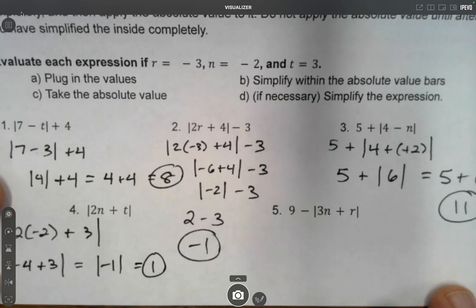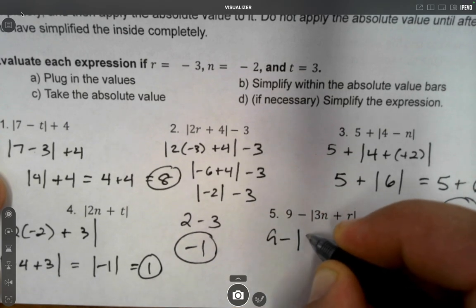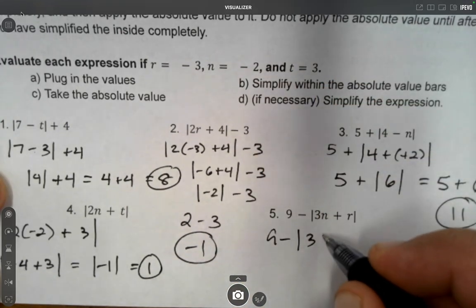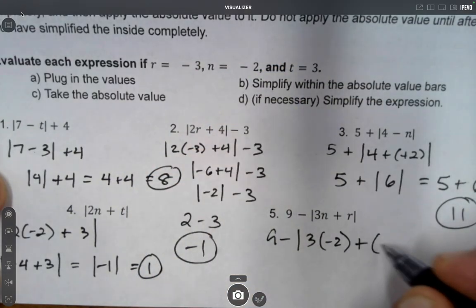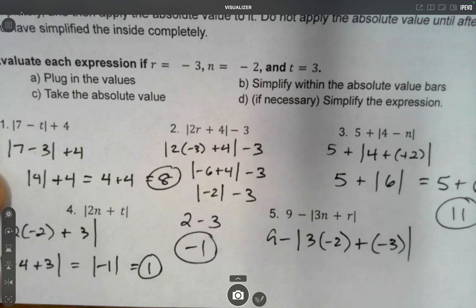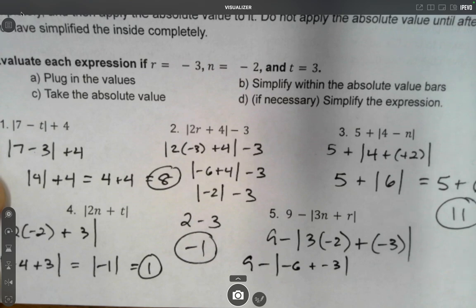Okay, last up, number 5, it says 9 minus the absolute value of 3. N is negative 2, and R is negative 3. So we got lots of work to do on the inside here before we can take the absolute value. So 3 times negative 2 is negative 6. Negative 6 plus negative 3 is negative 9.